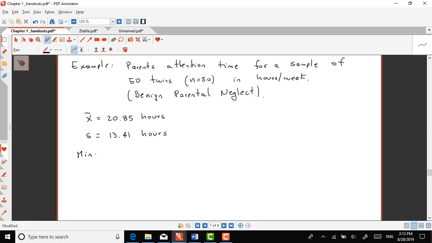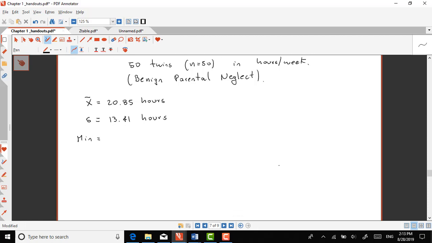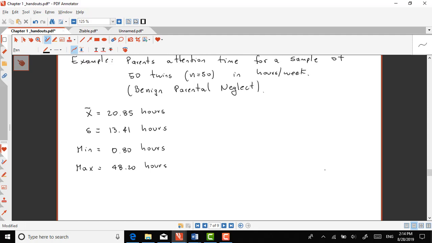Well, I was even more interested, and every time that you do analysis, you always should calculate the sample statistics. The minimum was 0.80 hours, which I thought was very little, and the maximum was very high, 48.20 hours. Okay, just out of curiosity, so that they also see how much time it takes to take care of kids. On average, 20 hours per week, that's a lot.